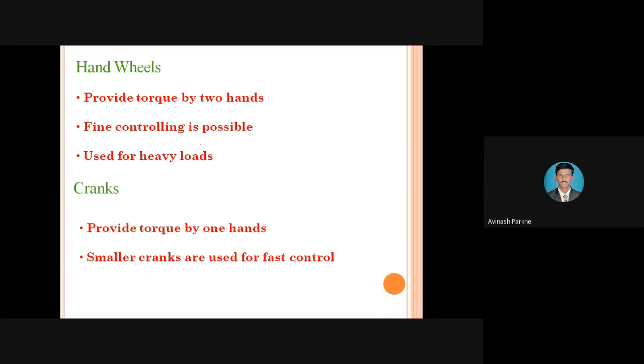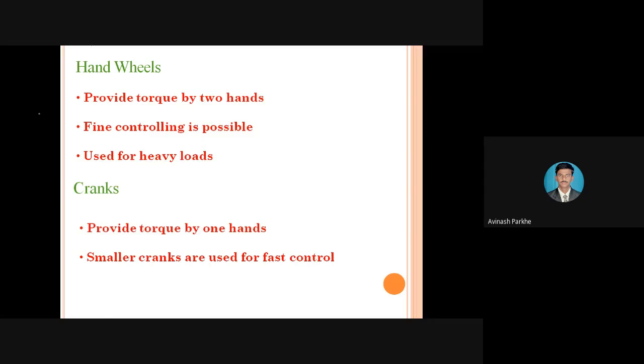In addition to that, the diameter of a particular wheel is also designed as per the requirement of the operator. If the diameter of the wheel is very large and the height of the person is very small, it is very difficult for that operator to rotate the wheel. Therefore, as per the dimensions of the operator's or worker's body, the hand wheels are to be designed.